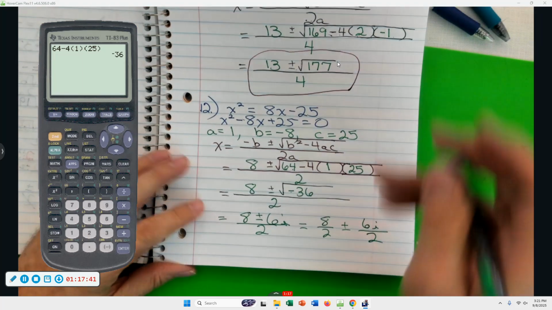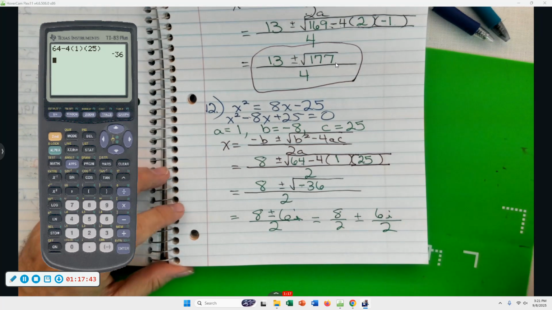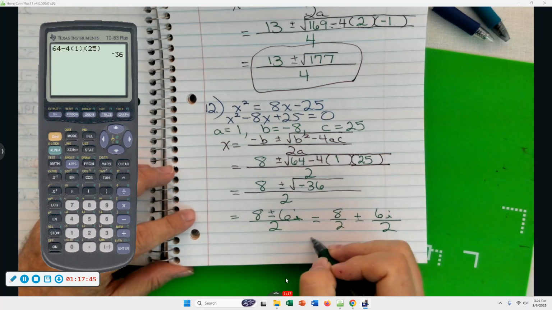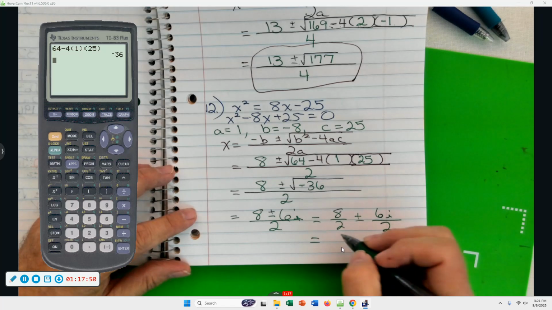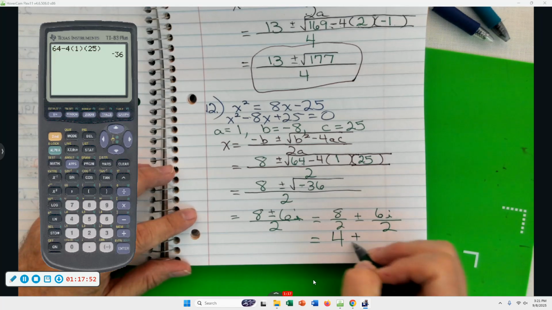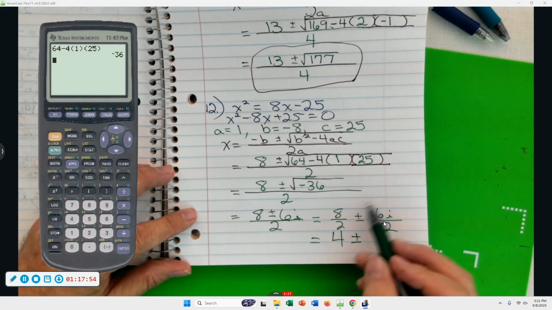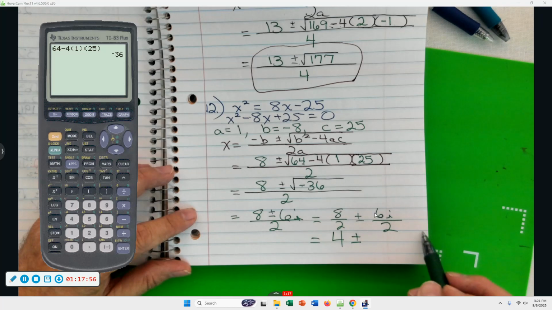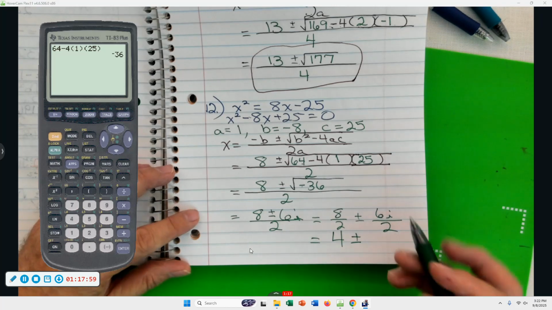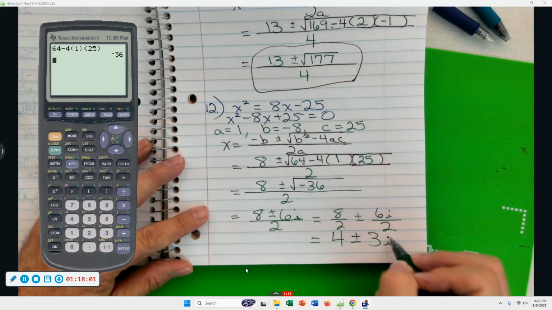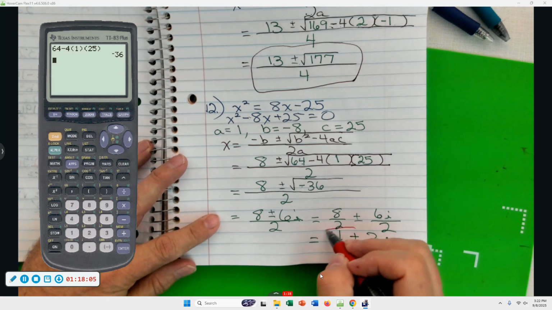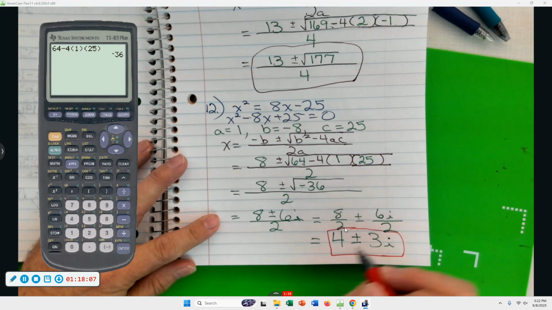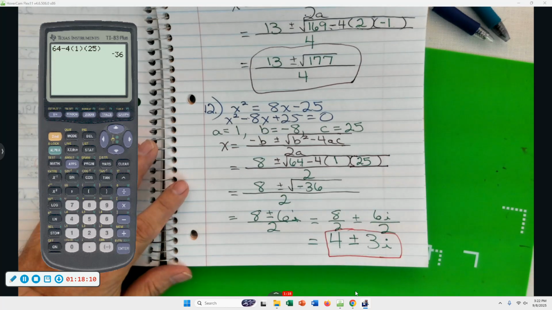Oh, wow, this reduces nicely. I know, it does. 8 over 2 reduces to 4 plus or minus. 6 divided by 2 is 3. Don't forget your i for my final answer: 4 plus or minus 3i.